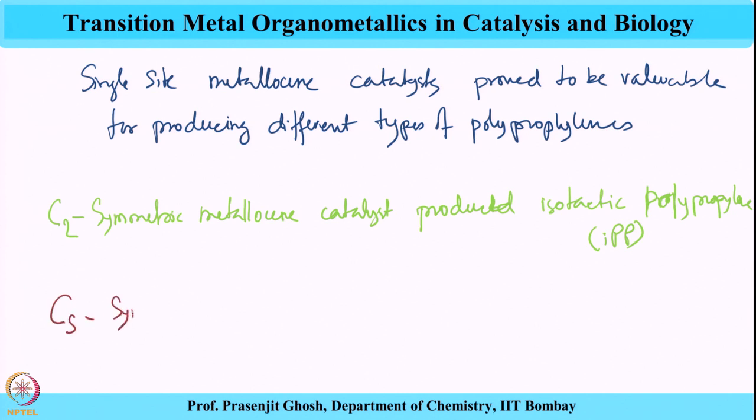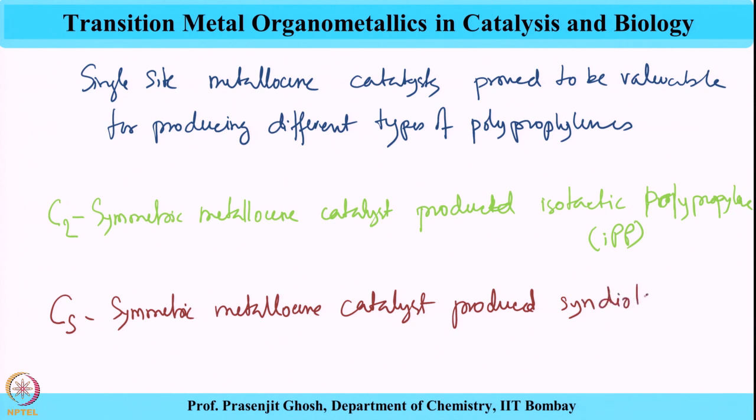CS symmetric metallocene catalyst produced syndiotactic polypropylene or SPP. So, this was a nice demonstration of the scope of modulation of symmetry resulting in incorporation of polymer in a stereoregular fashion.